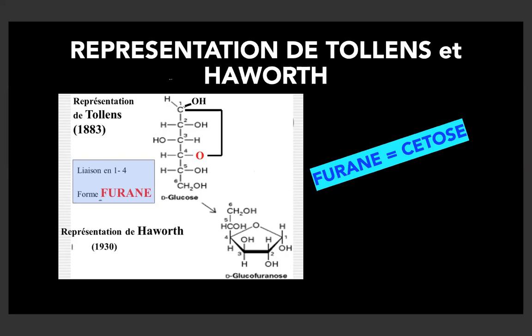So this structure here that looks like the representation de Fischer is called representation de Tollen. Then this one here, which looks like the benzene molecule, is called representation de Haworth. Are there any questions before we go any further?